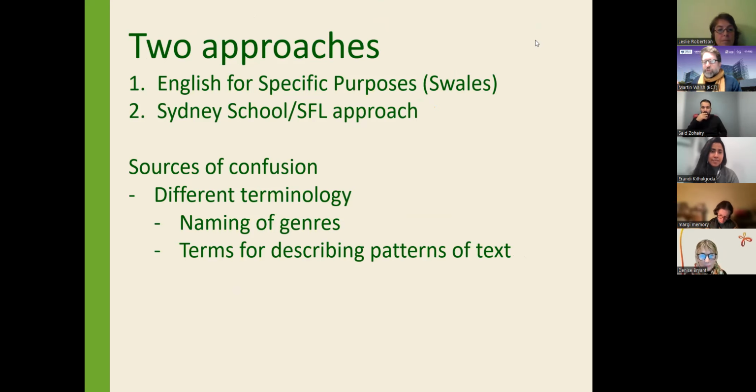So in the handout you've got there, the first approach exemplifies more the English for Specific Purposes approach to genre by Swales. And the second extracts give a bit of an insight into the Sydney School approach to genre, which tends to have been more aimed at primary and secondary school and also migrant literacy education. For me, the biggest challenge has been: what is a genre? Tell me what a genre is, and the different approaches to that.